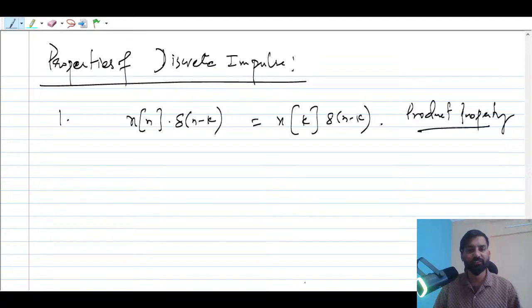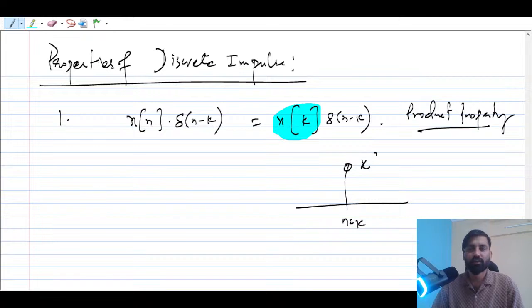I think you might have seen the product property in the continuous case as well, right? So this is just an impulse with the strength delta k. Now what is this here, sir? This is nothing but the strength, simple strength, like you can say n equal to k. And if you take the sum of it, the product property leads to the shifting property.